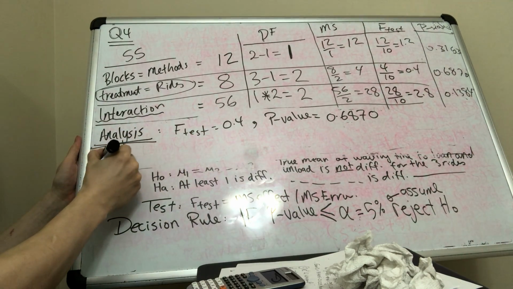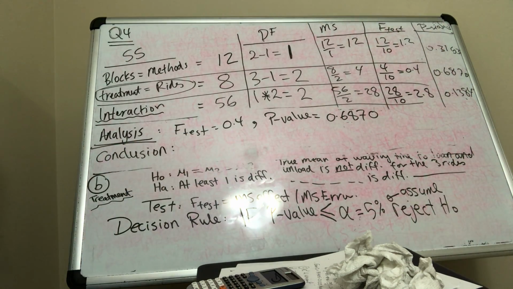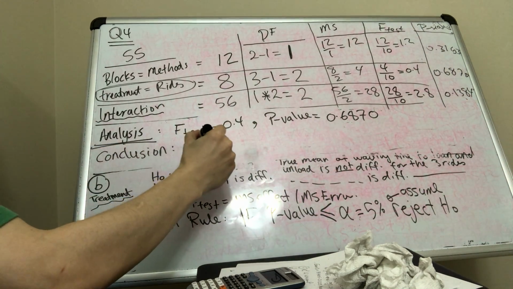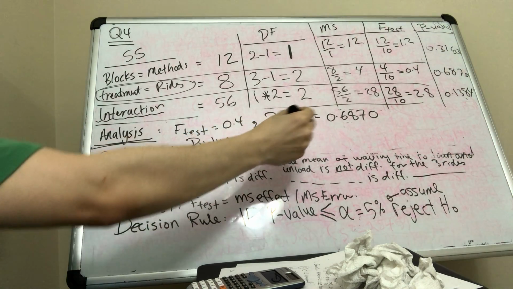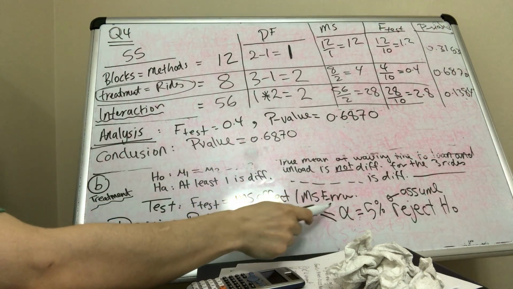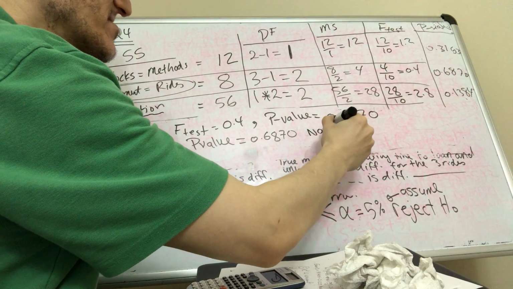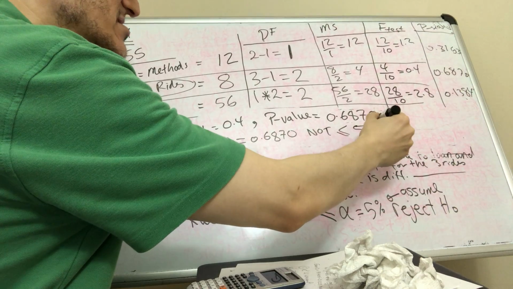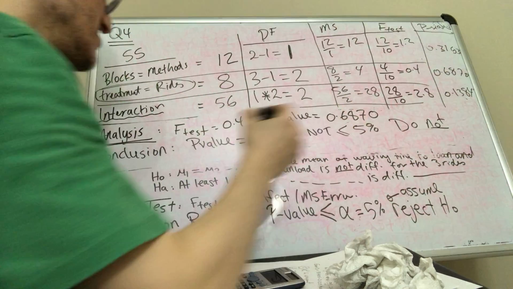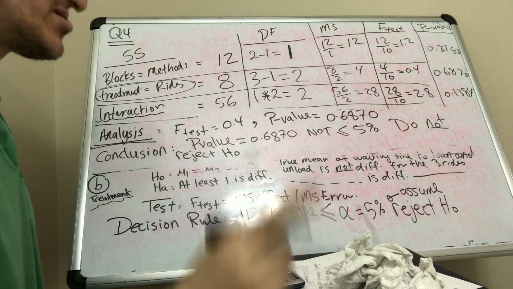Now, I'm ready to make a conclusion. This p-value of 6870, you guys tell me, is this less than 5%? Definitely not less than 5%. For the first time today, do not reject H0.